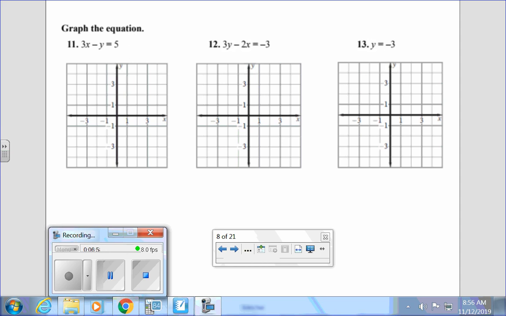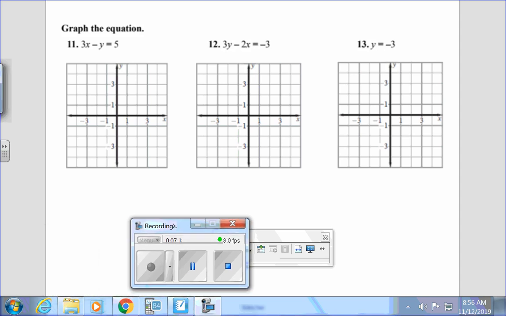need to use to graph. So you could solve for y and use slope-intercept form, or you could solve by doing the x and y intercepts, which is where, if you remember right, we would cover and cover. Do you remember that? Cover and cover. Which way do you want to do number 11? It's up to you. Cover.